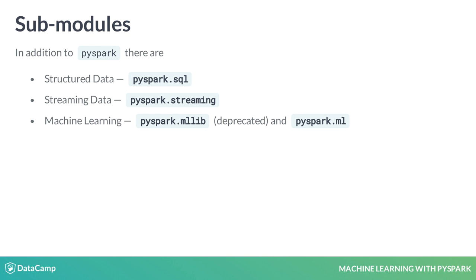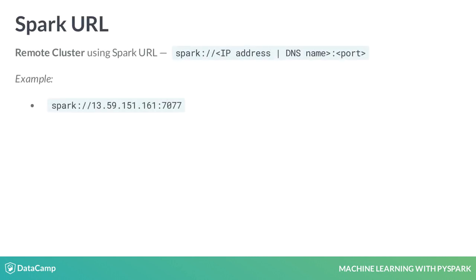The next thing you need to do is tell Spark where the cluster is located. Here there are two options. You can either connect to a remote cluster, in which case you need to specify a Spark URL, which gives the network location of the cluster's master node. The URL is composed of an IP address or DNS name and a port number. The default port for Spark is 7077, but this must still be explicitly specified.